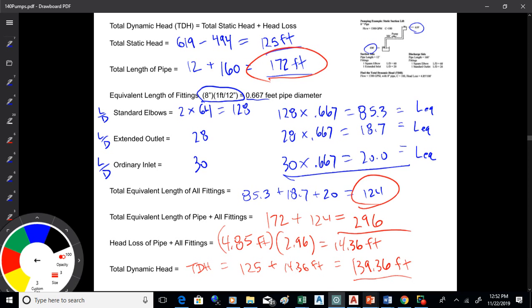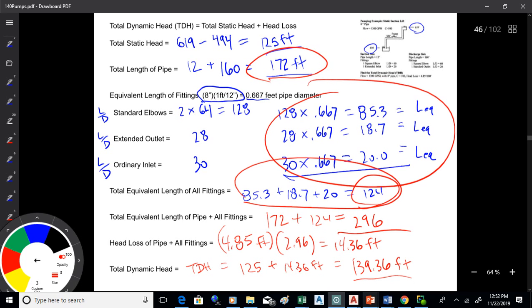Now, this stuff directly won't be on the test, but there is some of this stuff. This stuff, finding the head loss, will be on the test. So you just want to be comfortable doing that.